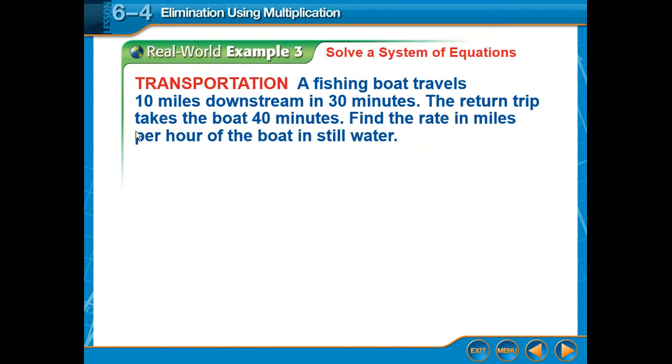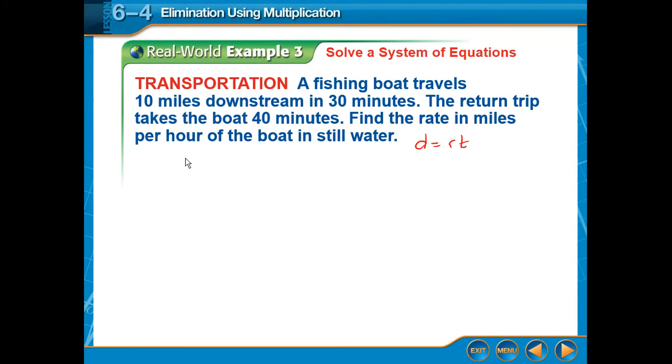But okay, example 3. A fishing boat travels 10 miles downstream in 30 minutes. The return trip takes the boat 40 minutes. Find the rate in miles per hour of the boat in still water. Okay, so in order to do this, I have to think about the distance equation. So distance equals rate times time.